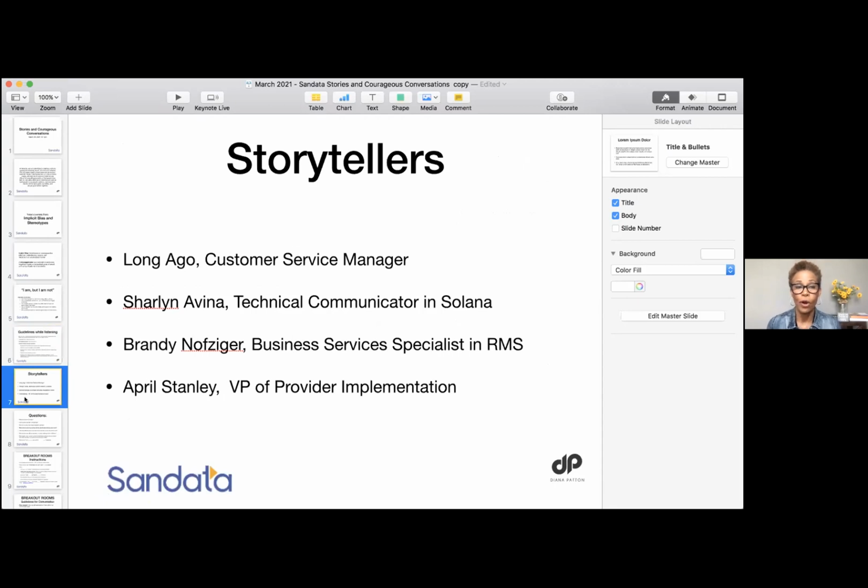For our first one, we have Long Ngo, a customer service manager; Charlene, who goes by Char, Avina, a technical communicator in Solana; and Brandy Noxinger, business services specialist in RMS. And I think we don't have April for today. I meant to take that off there. April is not able to be here today, so we'll get her next time.